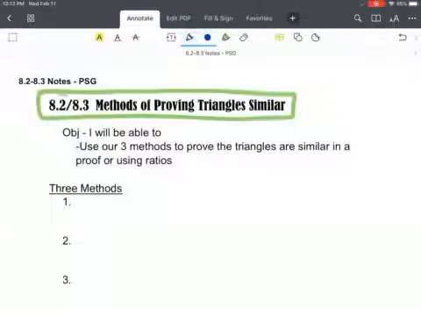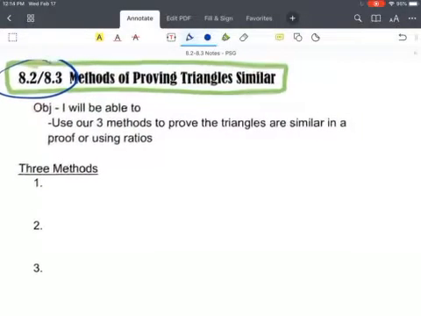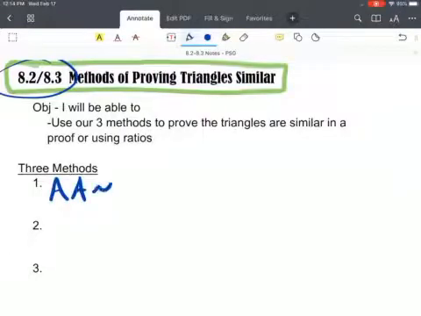All right, today we're going to look at sections 8.2 and 8.3, which are looking at the different ways that we are going to talk about proving triangles similar. We are not going to actually write out proofs, but we're going to look at the ways that we could justify or prove that triangles are similar to each other. There are three methods that we are going to look at. The first one is angle of similarity.